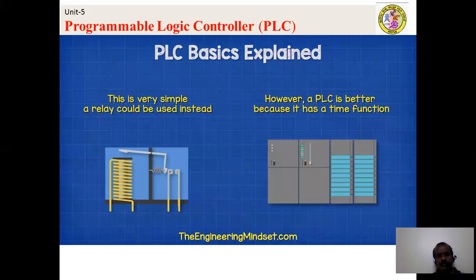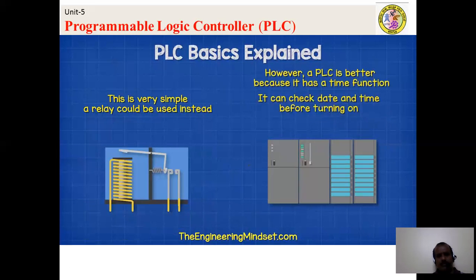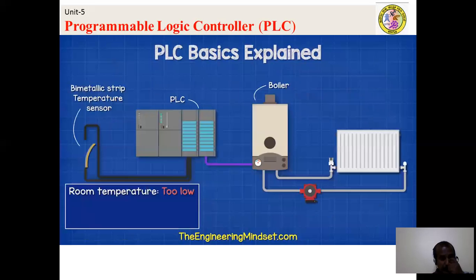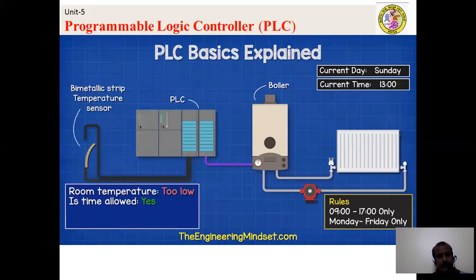This is very simple, and we could also use a simple relay to achieve this. However, a PLC is better because it has a time function. So it can check the time before switching on the boiler. For example, the building might be empty at nights and on weekends, so we don't want the boiler to turn on then. The PLC is told the room is too cold. It checks the time and date to see if it's allowed to turn on, and then, based on this, decides whether to turn the boiler on or leave it off.